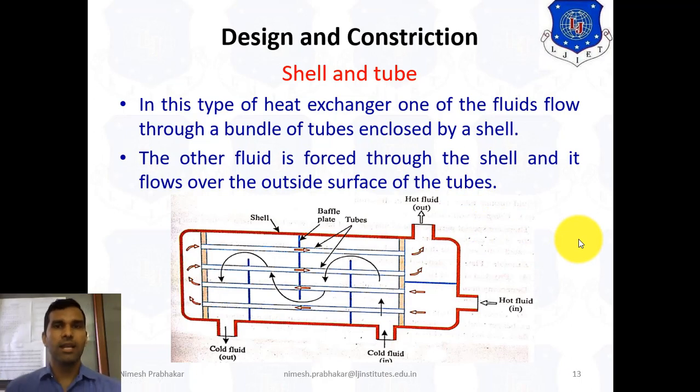In this shell and tube heat exchanger, we see a number of tubes enclosed in one shell, like in one drum we place a number of tubes, and one fluid flows in the tubes and the other fluid flows surrounding these tubes. This closed arrangement is known as the shell. So these are the types of heat exchanger.